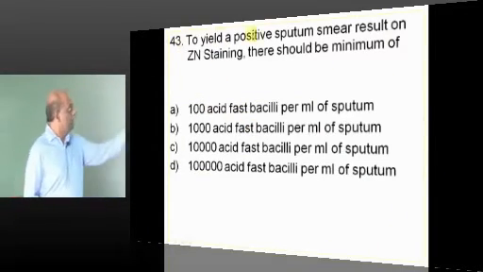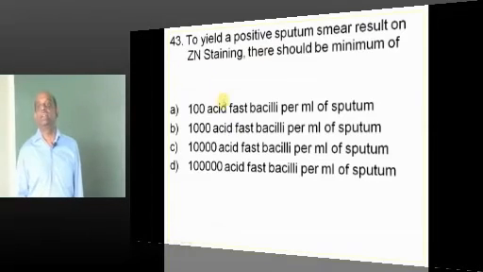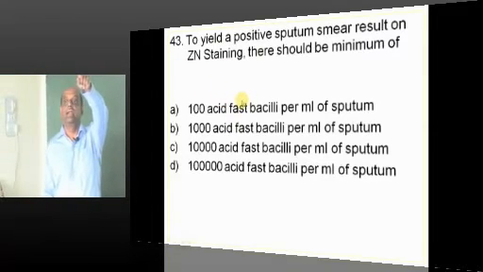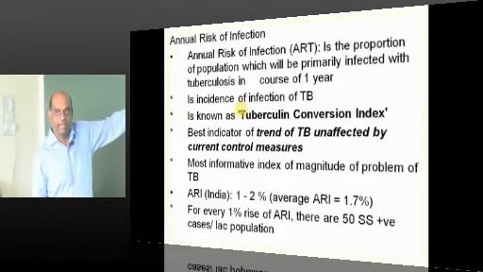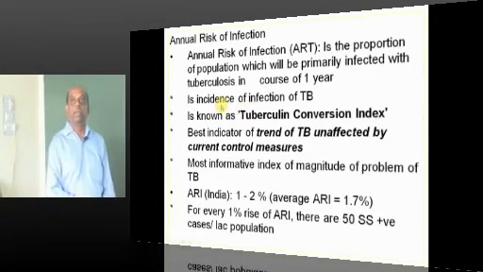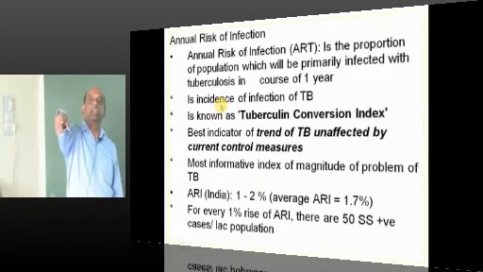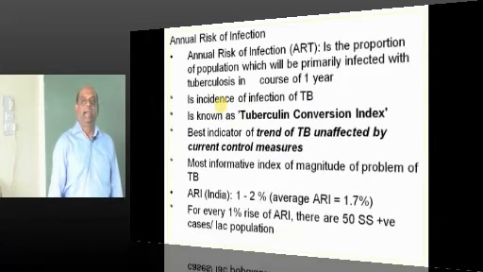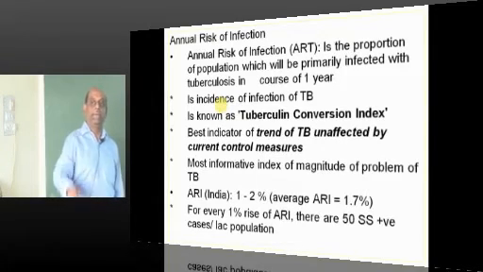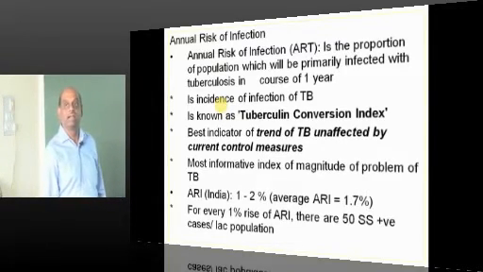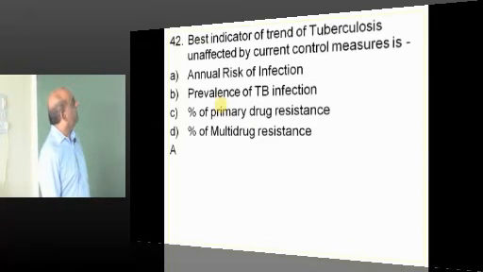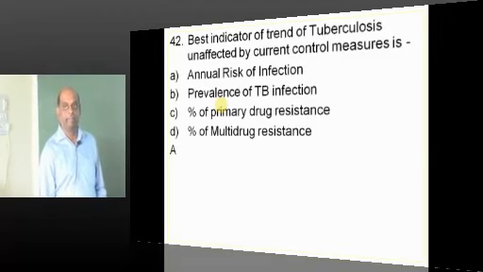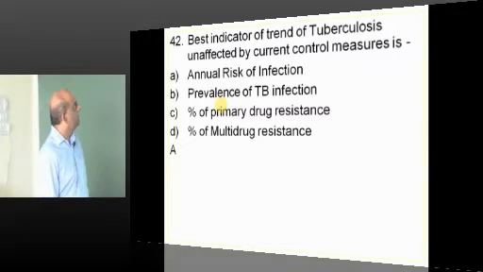Positive sputum smear. How many organisms? 10,000. Previous question. Please pass on the mic. Good. Now I enjoy the discussion. Yeah. Current control measures do not treat multi-drug resistance, no, sir.